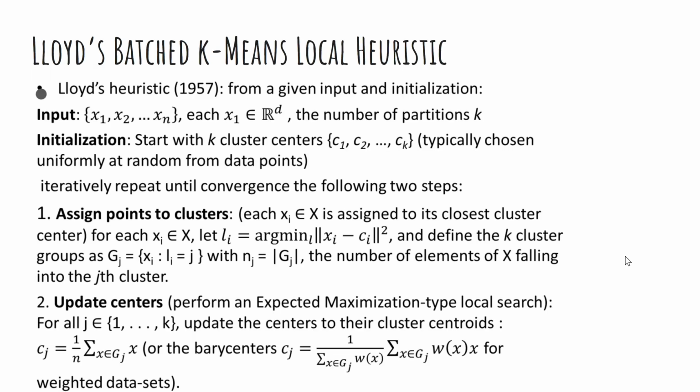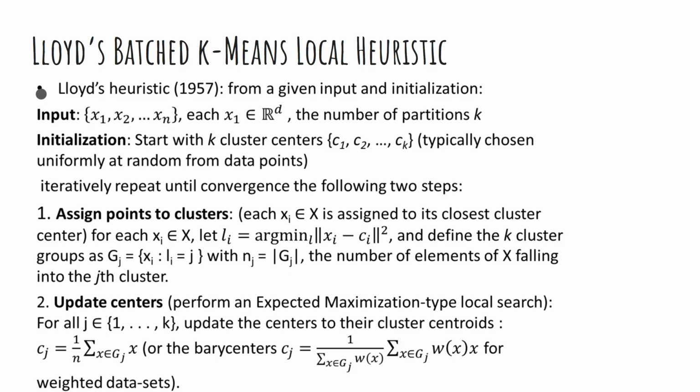Lloyd's batch k-means local heuristic. Given an initial input x1 to xn in R^d and the number of partitions k. Initialization: start with k centers, typically chosen uniformly at random from the data points. Iteratively repeat the following steps until convergence.